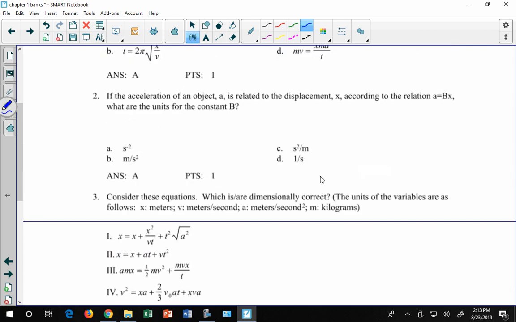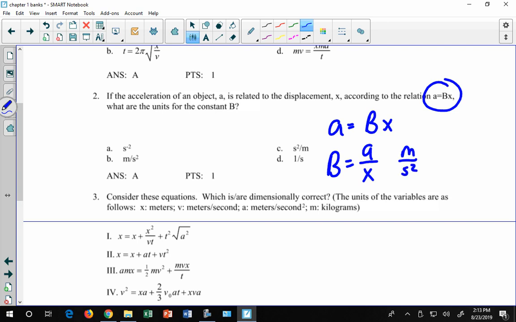Couple different classes of problems. You can have one like this, like number 2, where I want to know just what are the units of constant b. And so here I give you an equation. A is equal to b times x. And so I know that b is equal to a divided by x. And so if I want to know the dimensions of b, I would just solve it for b, and then I would put in my units. So a I know is meters per second squared. And then I have x is 1 over meters.